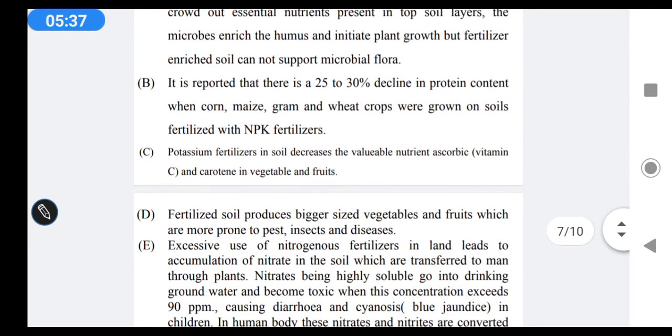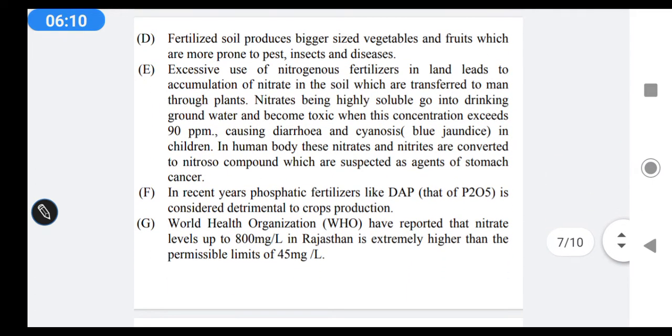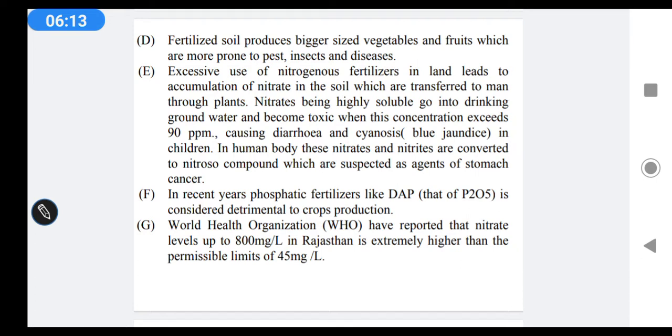Okay, next see the B1 point. It is reported that there is a 25 to 30 percent decline in protein content when maize, gram and wheat crops are grown on soil fertilized with NPK fertilizer. Potassium fertilizer in soil decreases valuable nutrients like ascorbic acid, vitamin C and carotene in vegetables and fruits. You can see the D1 point: fertilized soil produces bigger vegetables and fruits which are more prone to pests, insecticides and diseases.